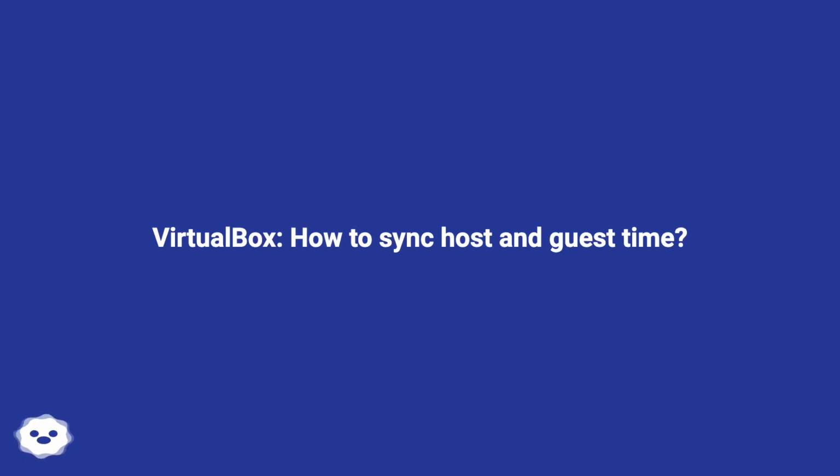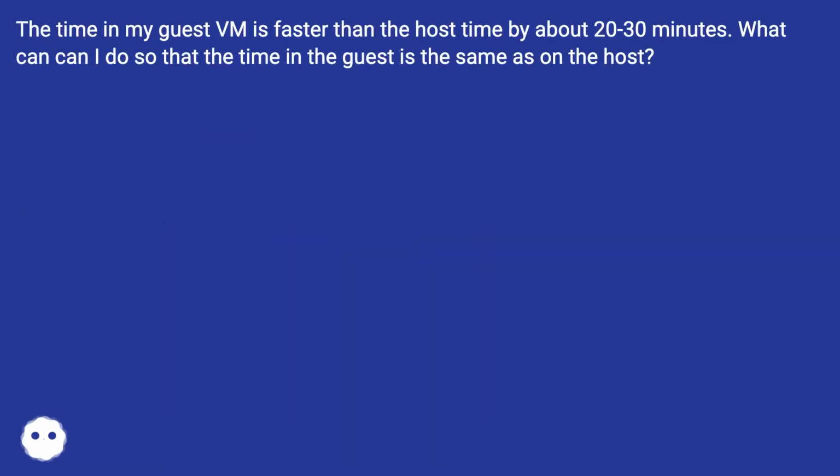VirtualBox, how to sync host and guest time. The time in my guest VM is faster than the host time by about 20 to 30 minutes. What can I do so that the time in the guest is the same as on the host?